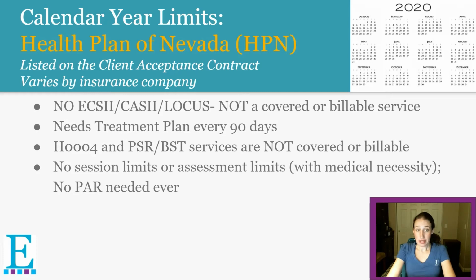Health Plan of Nevada is the most restricted type of Medicaid that is offered. You are not reimbursed for a XE, a CASI, or a LOCUS, and they also do not cover in-home therapy or PSR or BST. So if you have a client who wants to switch insurances, this is the insurance that is the most limited with regards to the kind of services that they can receive through behavioral health. They still need a treatment plan every 90 days, and there are no session limits for therapy, which is nice, so you don't need a PAR for clients who have Health Plan of Nevada.